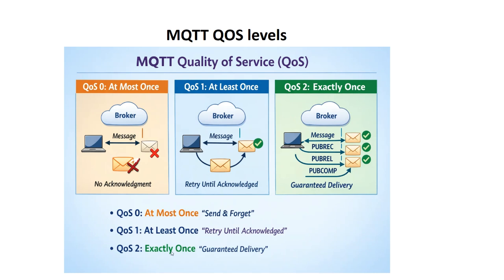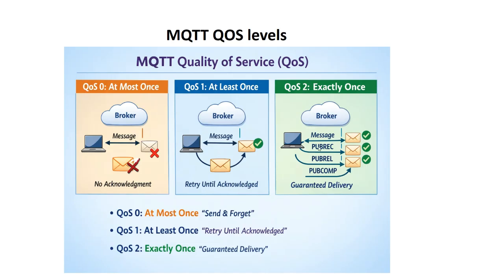Okay, so which means transmit exactly once, which is the most guaranteed form of transmission. However, it is the slowest. Okay, it is the slowest. Okay, why? Because the publisher publishes, the broker has to also communicate with the publisher.